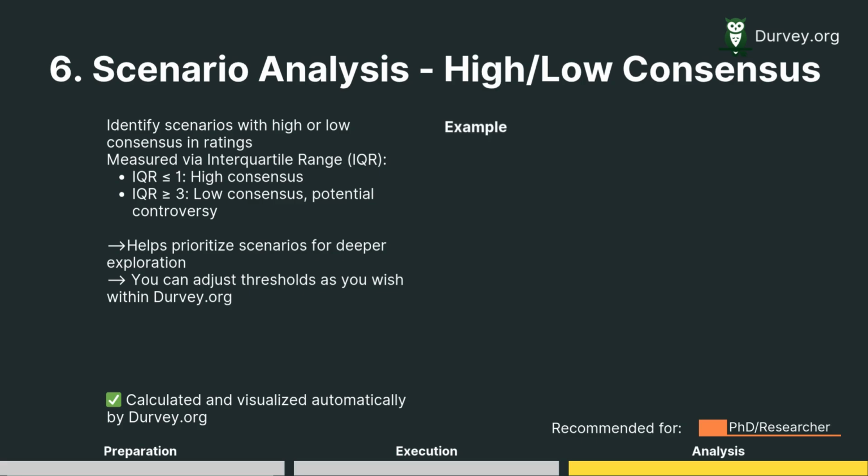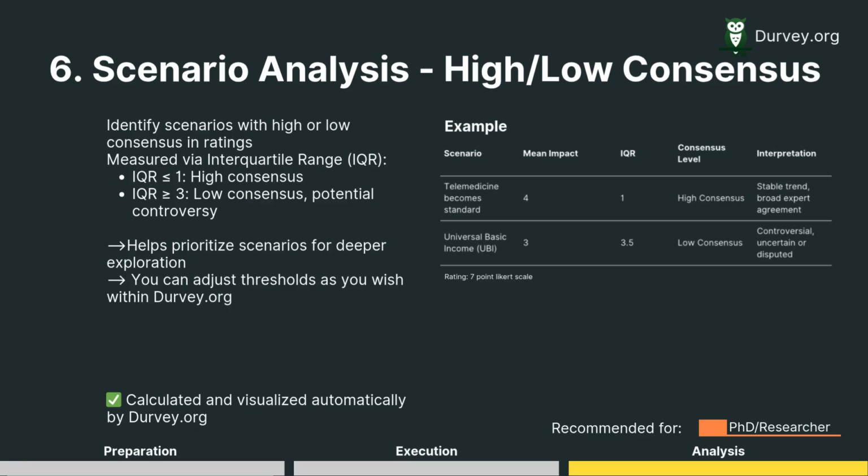Let's look at an example. Telemedicine becomes standard. IQR of 1, showing high consensus and a stable trend with broad expert agreement. Universal basic income. IQR of 3.5, showing low consensus. A controversial or uncertain scenario where opinions differ sharply. All of this is calculated, categorized, and visualized automatically by Delphi.org.